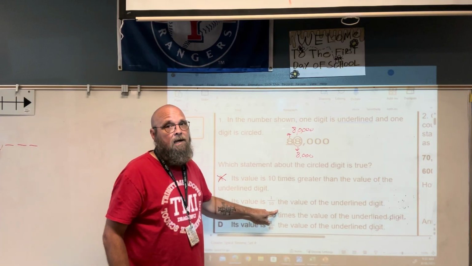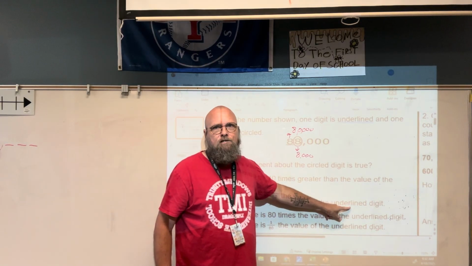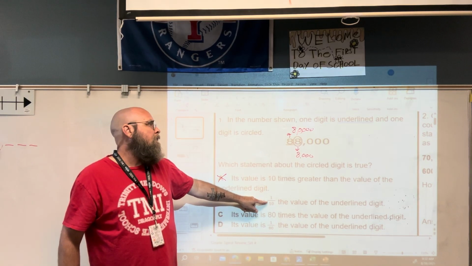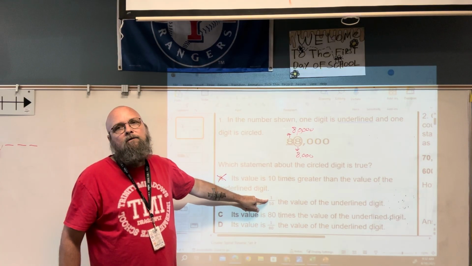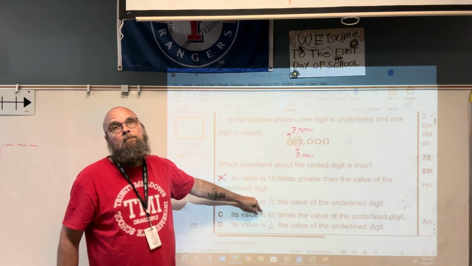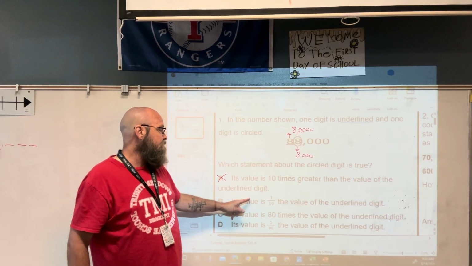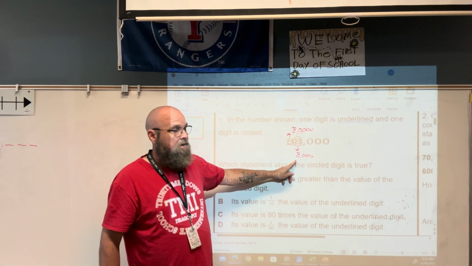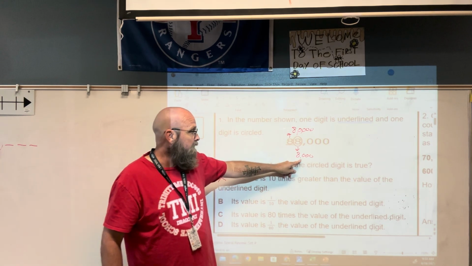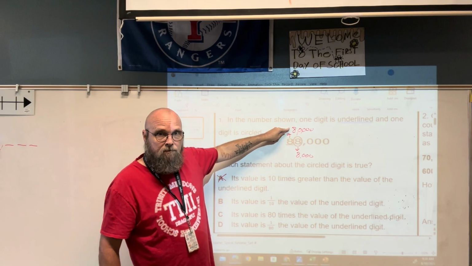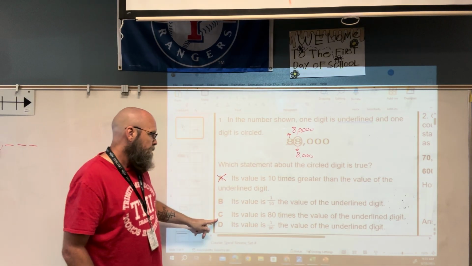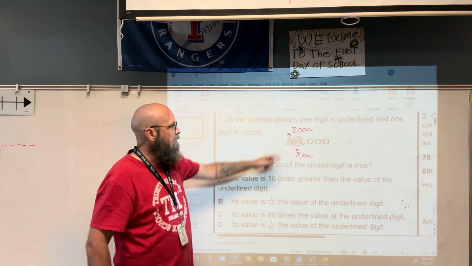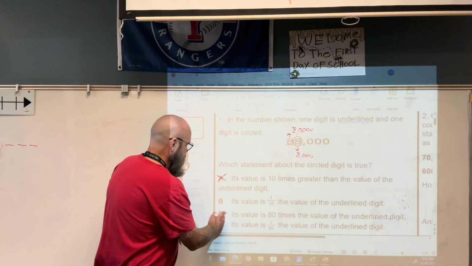Its value is 1/10 of the value of an underlined digit. Now, 1/10, that'd be like 80,000 divided by 10. So is its value 10 times less? If I multiplied this by 10, would I get 80,000? Okay, so that's possible. This one says it's 80 times. If I multiplied this by 80, would I get 80,000? That doesn't make any sense whatsoever.